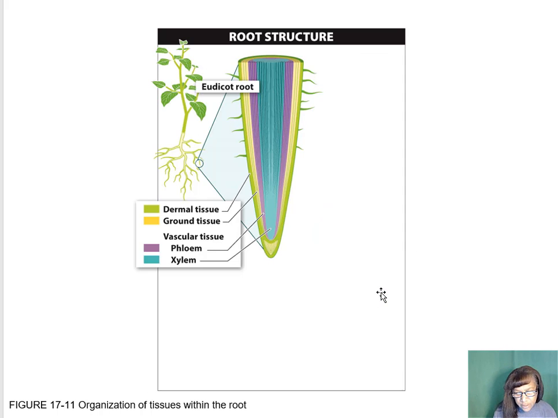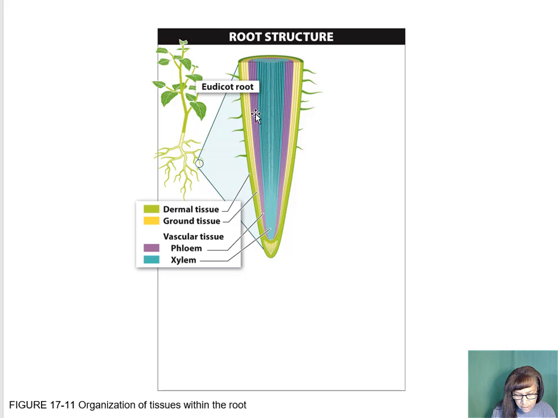So let's take a look at root structure. This is a Eudicot root, and what we have here, in this greenish color, follow my cursor again, you can see the dermal tissue. In this yellowish coloration, following my cursor, you can see the ground tissue. And now we're getting into more terminology. We're breaking the vascular tissue into two separate categories. So the vascular tissue is made up of phloem and xylem.